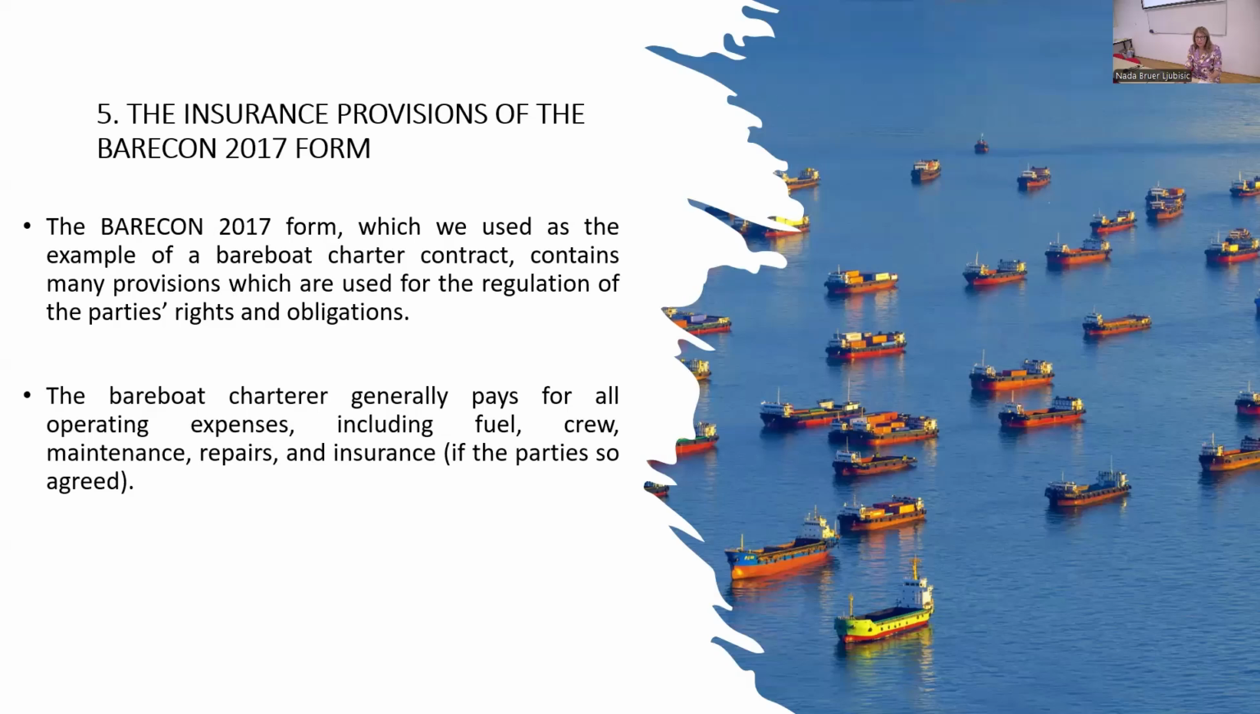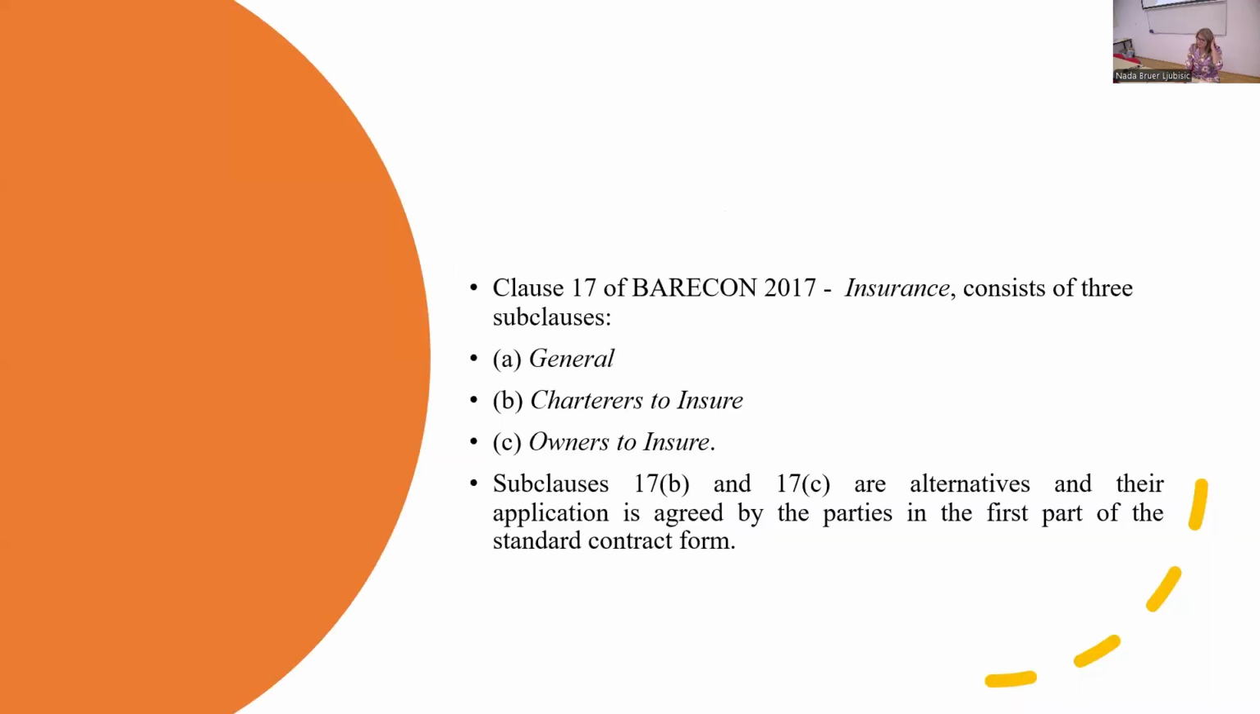So according to this form, the bareboat charterer generally pays for fuel and for crew, so all operating expenses, including maintenance, repair, and also insurance, if the parties so agreed. This provision contains 3 sub-clauses, but it's important that sub-clauses B and C are alternatives, and their application is agreed by the parties in the first part of the standard contract form.